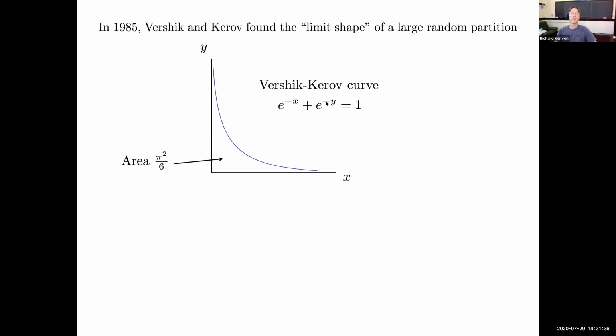There's the curve. This curve is not quite the curve because it has the wrong area, but if you just rescale the x and y coordinates by some constant, the square root of this constant here, then the area will be 1. It's just slightly more pleasant to draw it in this way without the constant. Okay, and indeed, you can see that if I superimpose the scaled Vershik-Kerov curve with that scaled partition of 2000, it looks pretty close.